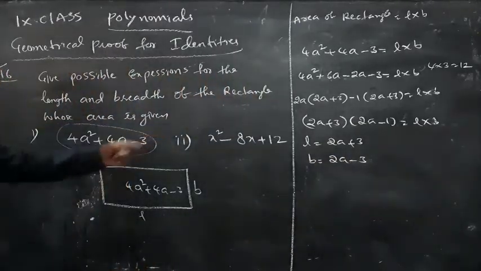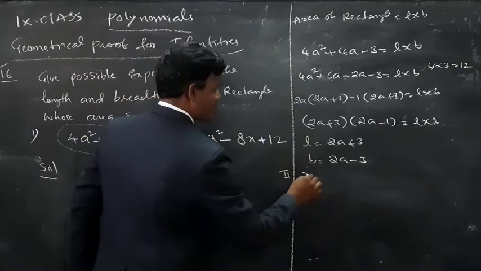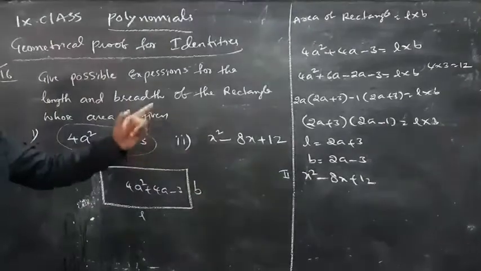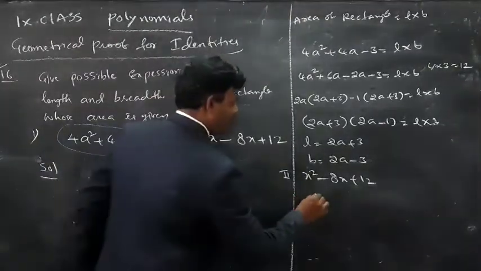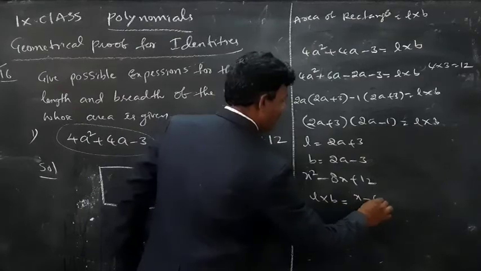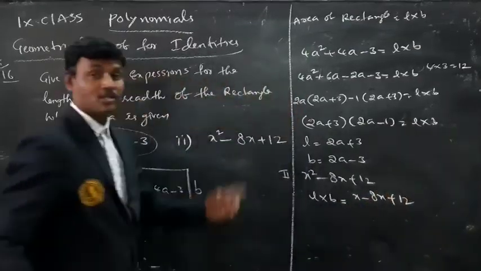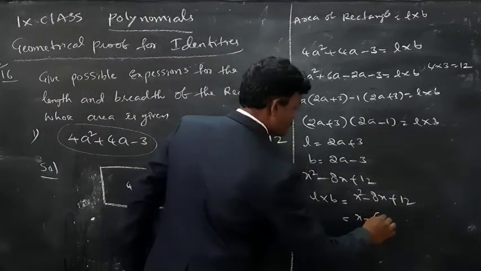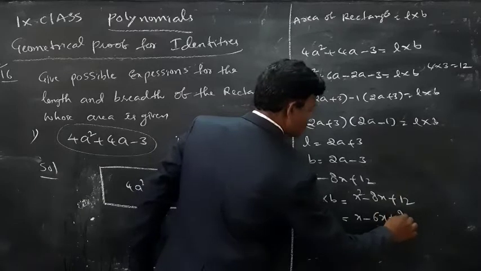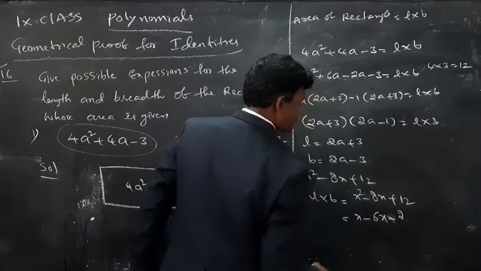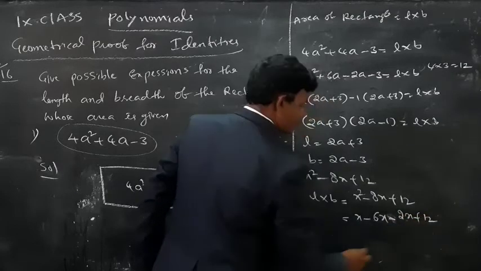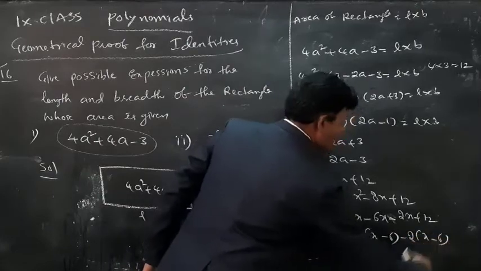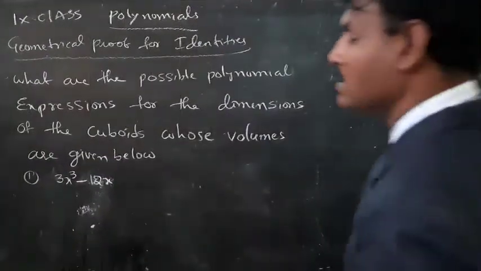What about the second question here? x square minus 8x plus 12 is the area of a rectangle. So what can we write here? L into B is equal to x square minus 8x plus 12. So once again I am dividing into factors. x common. x minus 6.